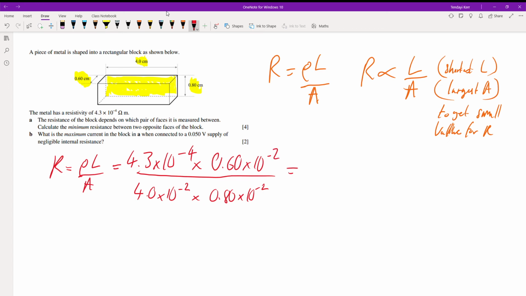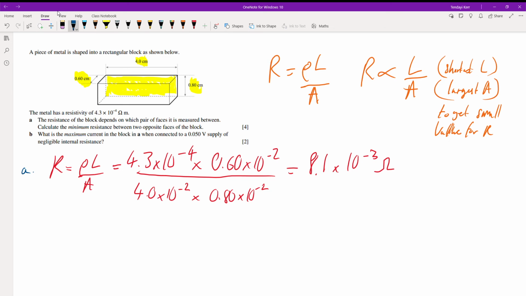So put that into your calculator. We need a value to 2 significant figures, and we also need the correct unit for resistance, which is the ohm. So that's all we need to do. So plug all these numbers into your calculator. And to 2 significant figures, we get a value of 8.1 times 10 to the minus 3 ohms. So that's part A done.